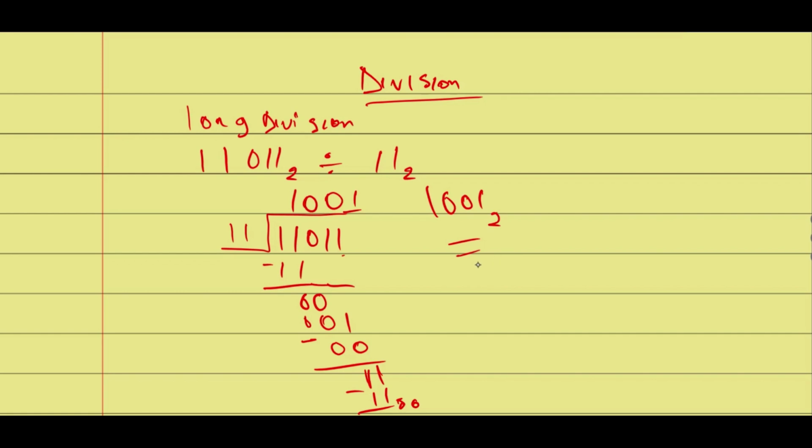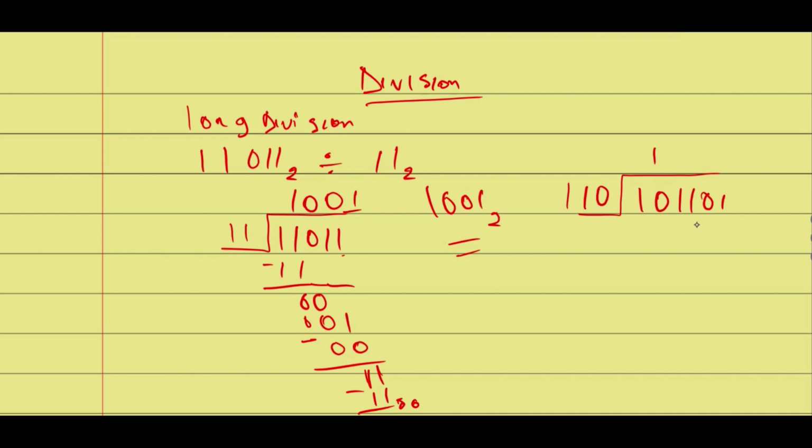Let's do another example. We have 110, and then we have 101101. This is a three-digit number, so we're going to start first with three-digit numbers. This will not be possible to divide because this is greater than this, so we're going to move to the fourth number. This can divide, so we have 1.